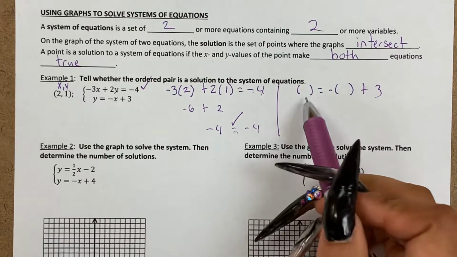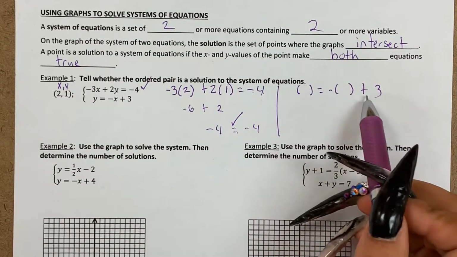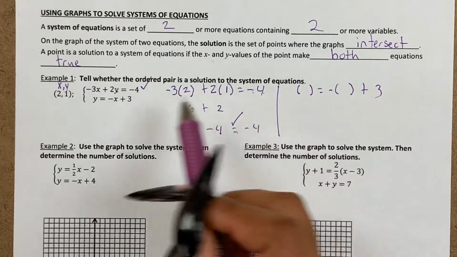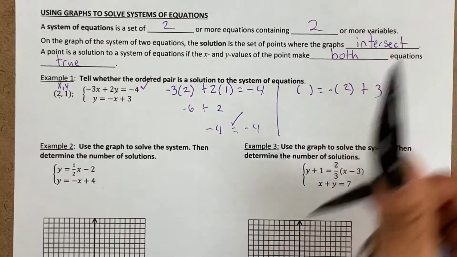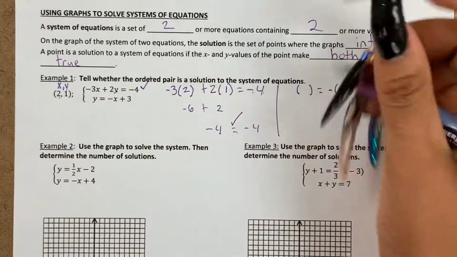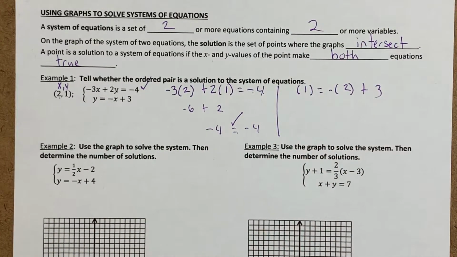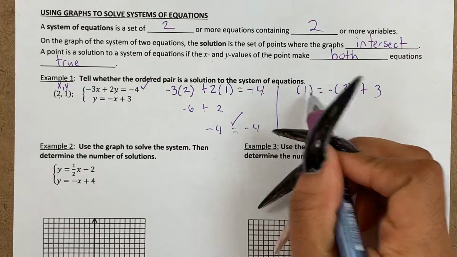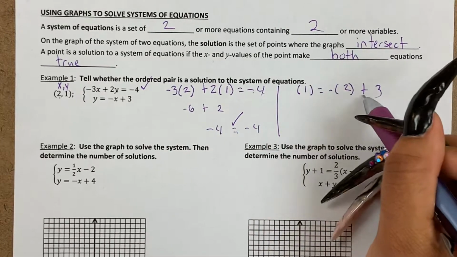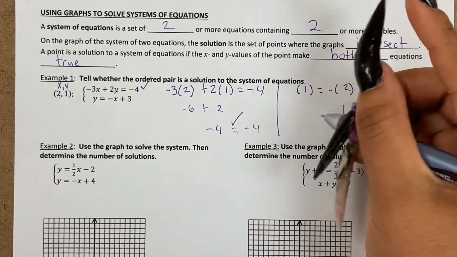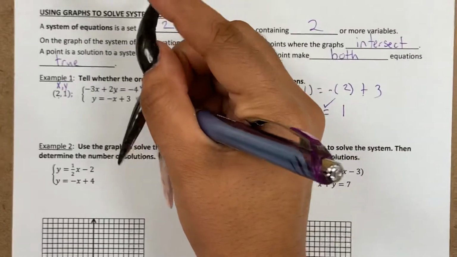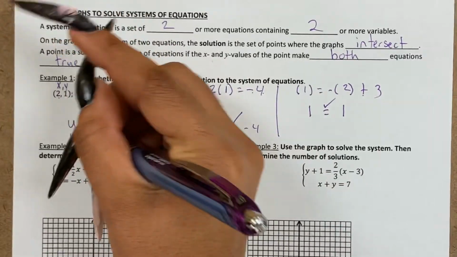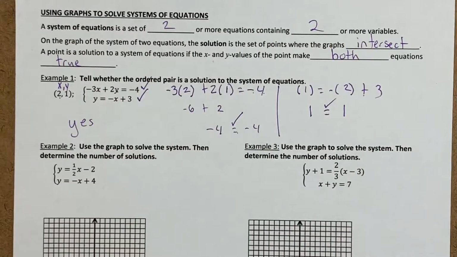So I have y equals negative x plus 3. So where the x was, I'm replacing it with 2. Where the y was, I'm replacing it with 1. So if this is true, it should equal 1. So negative 2 plus 3 is 1. So both sides equal each other, which is true. So yes, it is a solution.